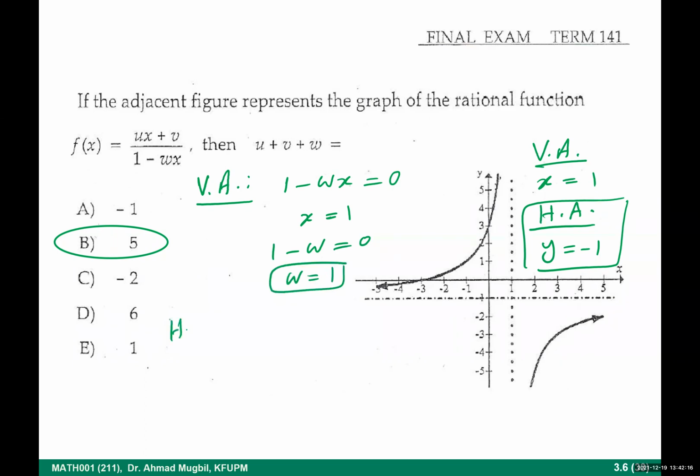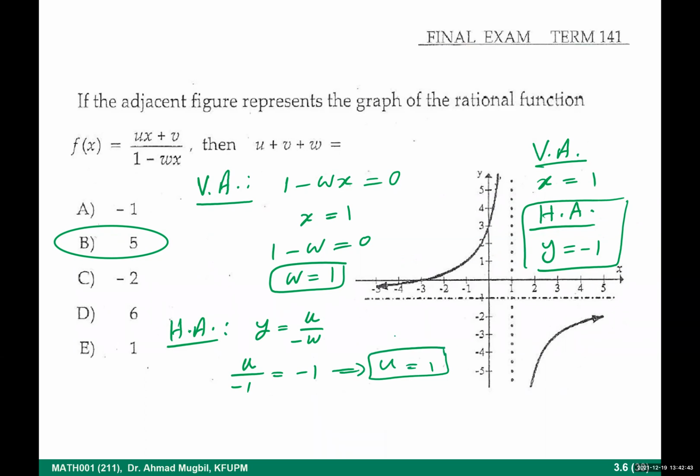Now from the function, what is the horizontal asymptote? It is y equals u over negative omega, right? So we don't have u, but we have omega. So it will be u over negative 1, and it should equal negative 1. So this means that u is 1. What is remaining? v or nu.